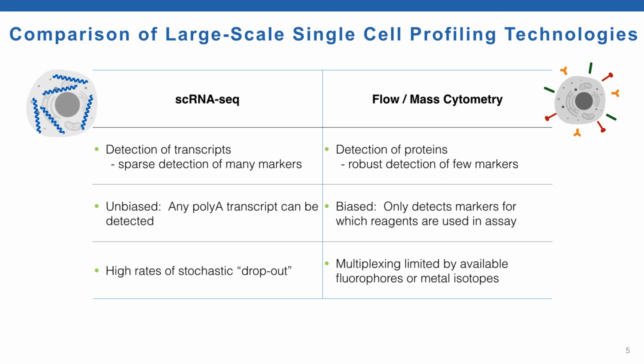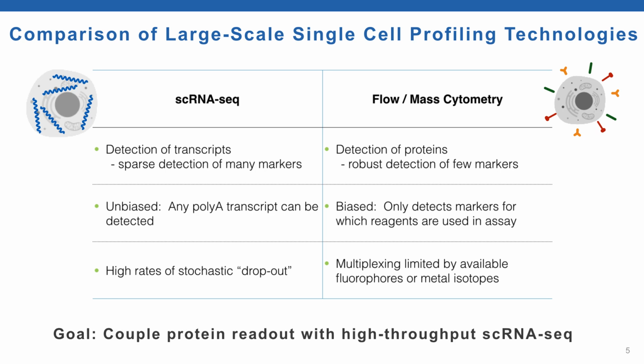In contrast, single-cell RNA sequencing is used to detect transcripts, and you get a sparse detection of many markers, which in theory is unbiased. Any poly-A transcript can theoretically be captured by these approaches, especially those that use poly-T reverse transcription primers. But of course there are trade-offs. There are very high rates of stochastic dropout, and you just don't capture every molecule. Also, RNA can be an imperfect marker.